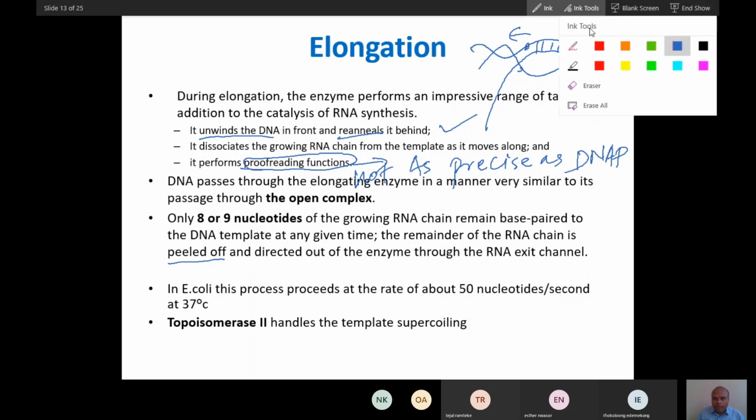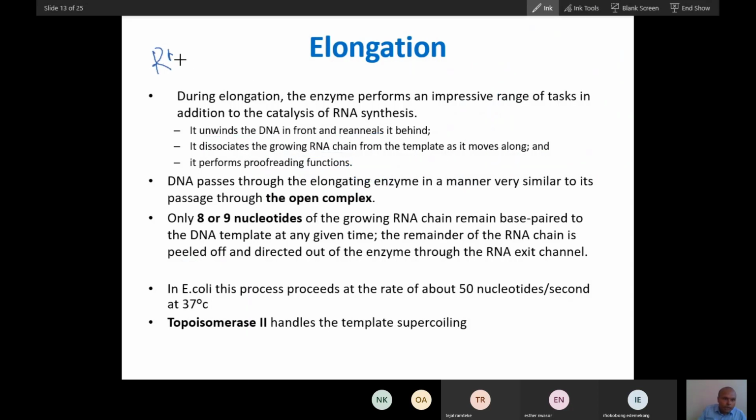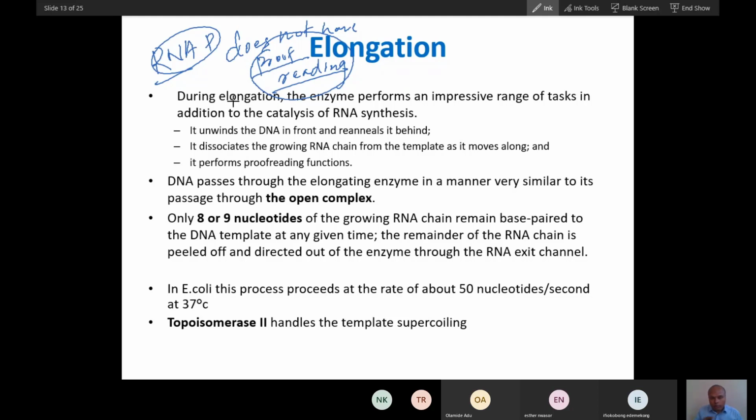In some texts you will find that they write that RNA polymerase does not have proofreading function. What is proofreading, by the way? It's an error-correcting process. Once a wrong nucleotide is added, that nucleotide will be removed. Some textbooks say RNA polymerase does not do editing, but I have that RNA polymerase does editing.